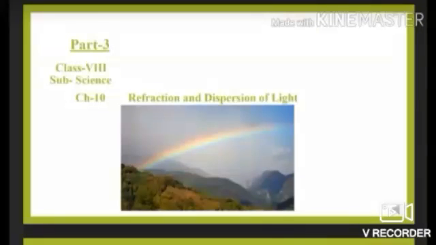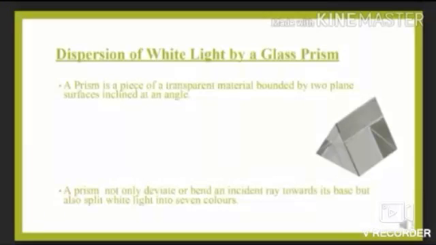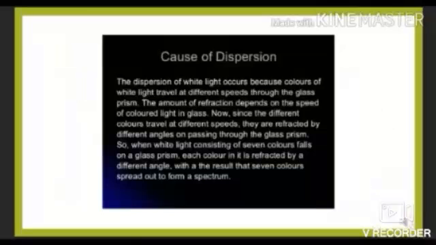Good morning students. Today we will discuss the third part of refraction and dispersion of light. Let us understand dispersion of white light by a glass prism. A prism is a piece of transparent material bounded by two plane surfaces inclined at an angle. It not only deviates or bends an incident ray towards its base but also splits white light into 7 colors.